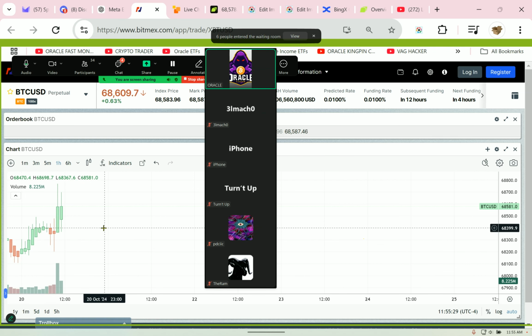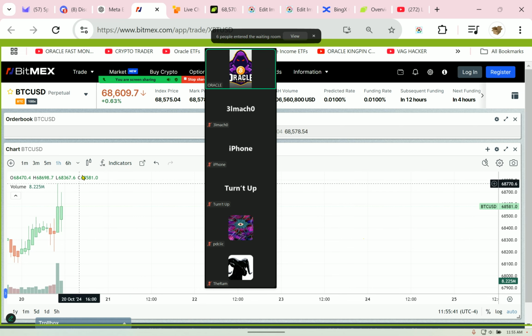In this moment, right now, I would consider the pumping that we had to be weakening. I would be cautious going long. Now this could change. The next candle could be a big green giant candle, and then we have singularity, and then we could be on our way to 69,000.